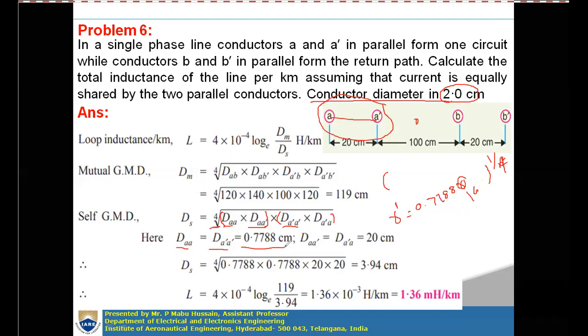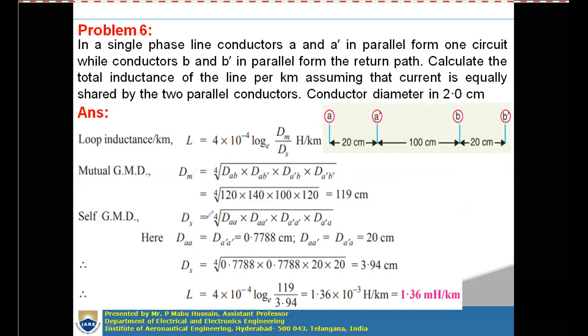Then what is the distance between A dash and A, or A dash and A, both are the same, which is 20 centimeters. So now you substitute all these values in the DS formula, and then you will get DS. After getting DS and DM, you use this formula.